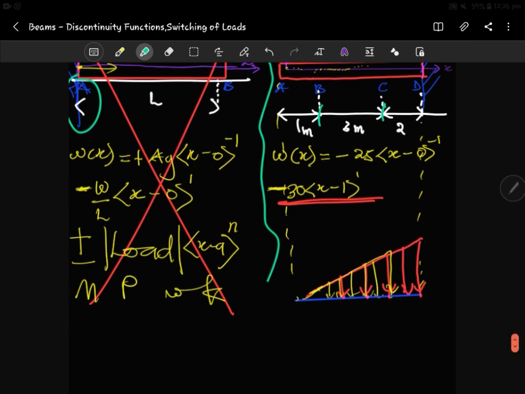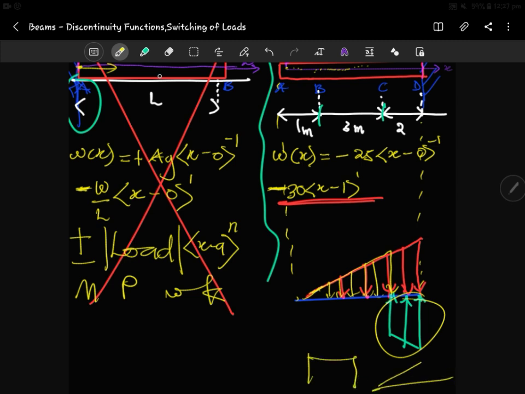So the counter will be exactly this way. The same magnitude, and it comes down, right? And it's this way, opposite direction, right? But then there is no way that we can represent this directly. It doesn't look like either a uniform or a linearly distributed load, right?